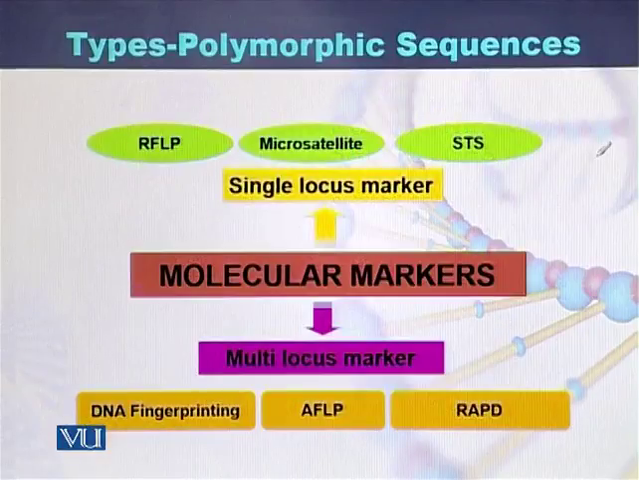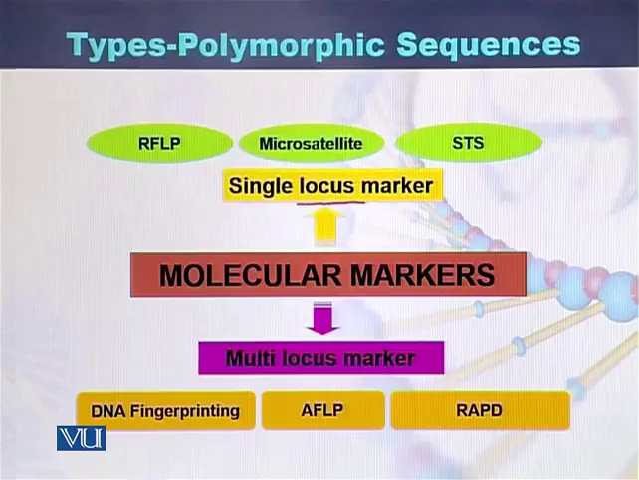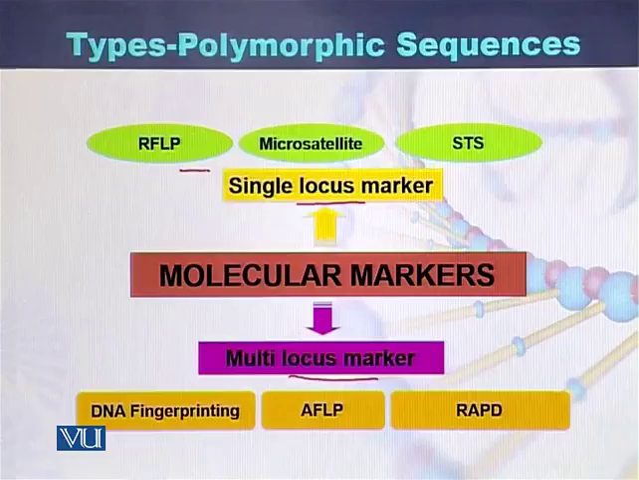Here we can see that molecular markers are of two major types. One is called single locus markers and the other is called multi-locus markers. In case of single locus markers, they can be RFLP, they can be microsatellites or STR markers, or they can be STS. So these are the examples of single locus markers.